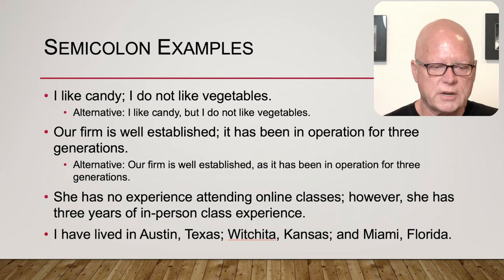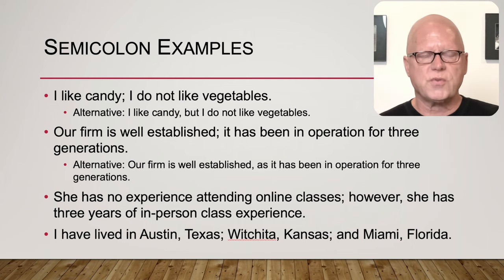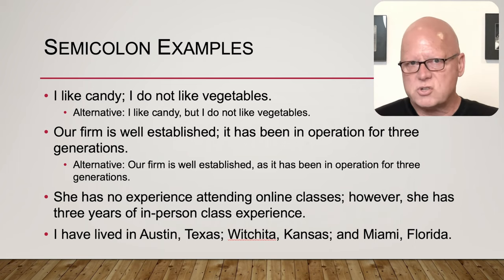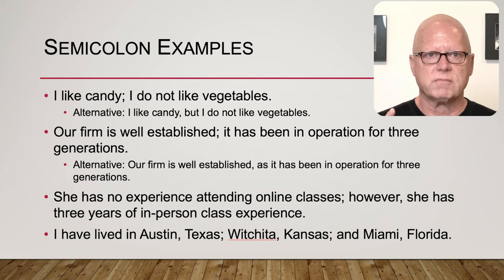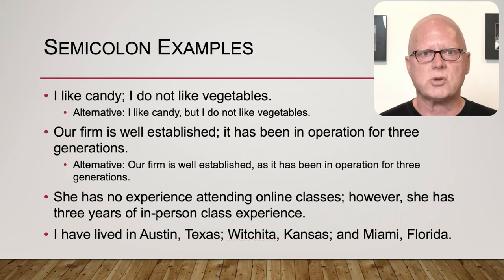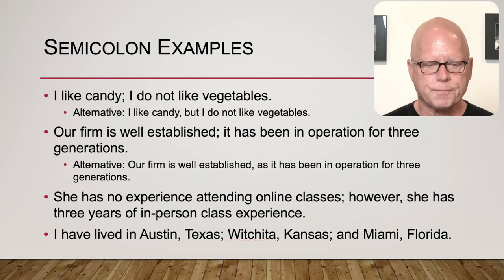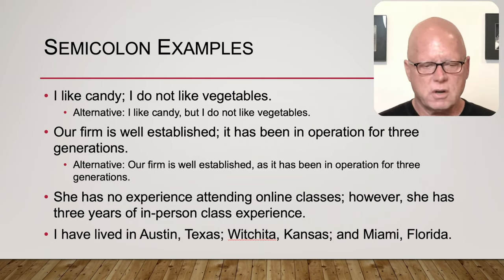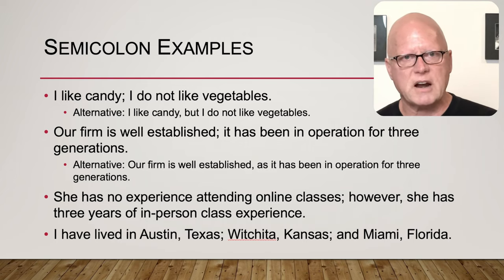Another example of the semicolon, our firm is well established, semicolon. It has been in operation for 3 generations. Now, both clauses are independent. Our firm is well established. That could be its own sentence, grammatically. It has been in operation for 3 generations. That's grammatically complete. That could be its own sentence. But when they're merged together, they can be combined using a semicolon. They could also be combined using a comma with a conjunction, such as, our firm is well established, comma, as it has been in operation for 3 generations.